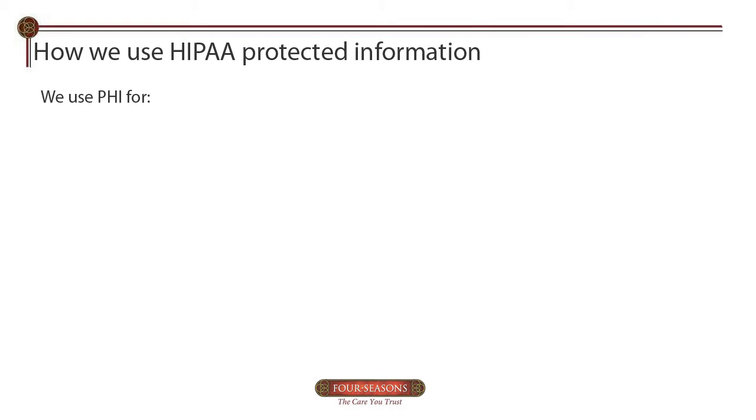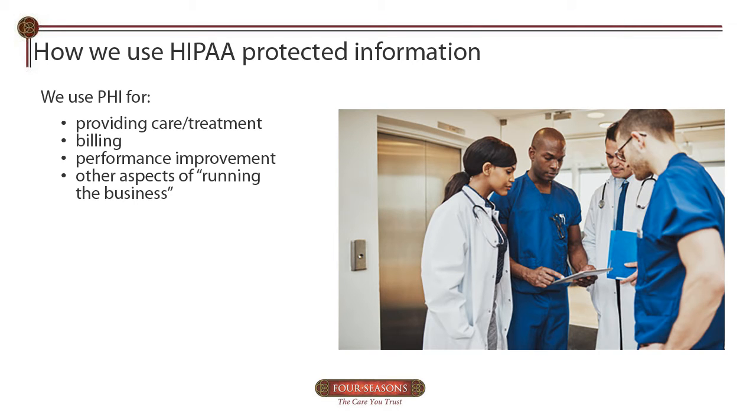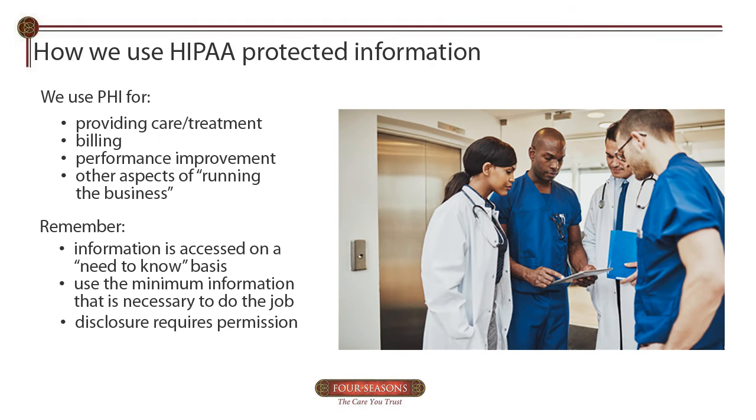We use protected health information to do our jobs for team discussions, treatment, billing, performance improvement activities, and in many other ways as part of running the business. If you don't need that information to do your job, then you should not be accessing it. Information is accessed on a need-to-know basis, and we'll always use the minimum necessary information that's needed to do the job. We need authorization from the client, the patient, or the patient's representative if we're going to disclose PHI.